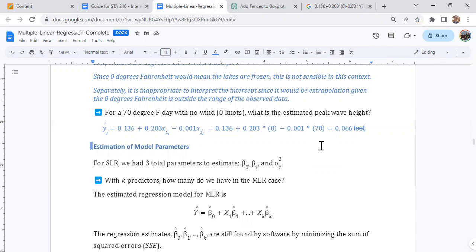Whenever you're getting a predicted value, I would say it's a good idea to just think briefly afterwards, like, does that seem ballpark or about right? So here it's saying that if it's 70 degrees out, no wind at all, there's very little waves. That seems reasonable, right? Just a quick check in case maybe you made an arithmetic mistake or something.